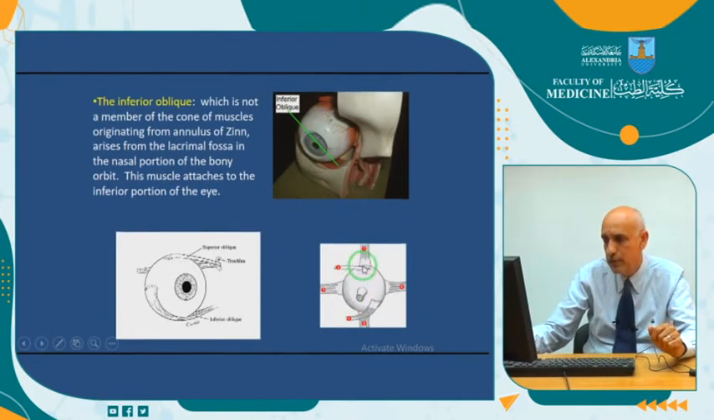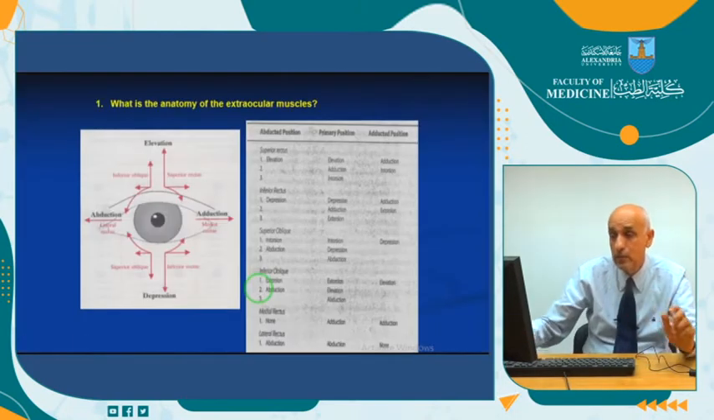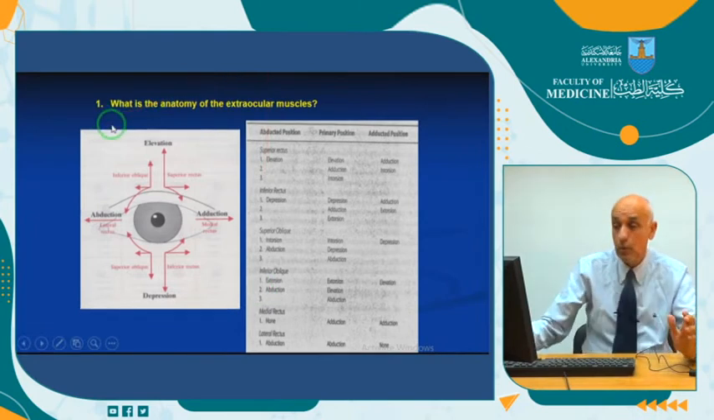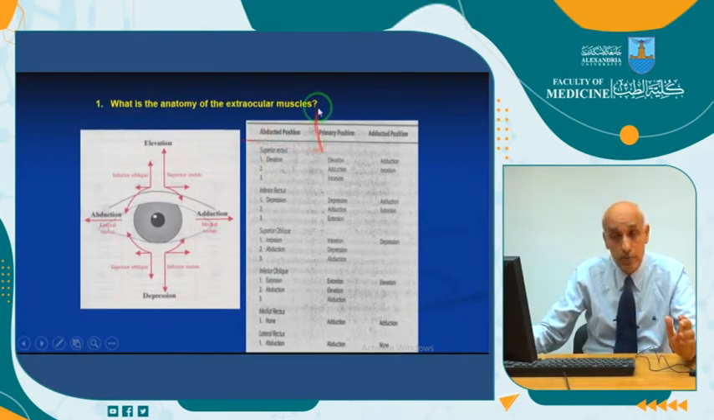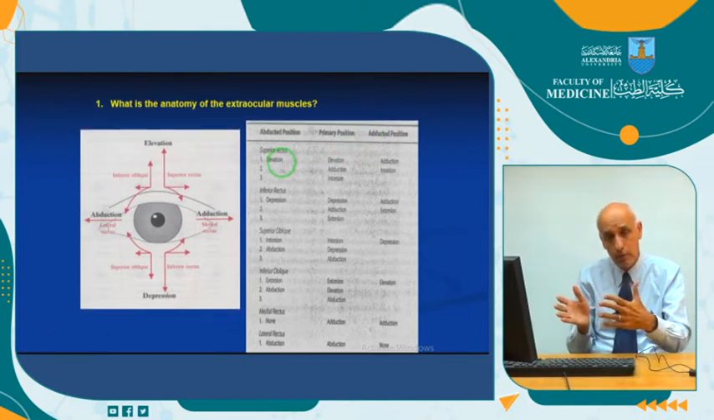You see the different insertion of the muscle. Why are the muscles inserted this way? So that each muscle has what we call a primary action and a secondary action. The secondary action, you can see it when the eye is in the abducted position.